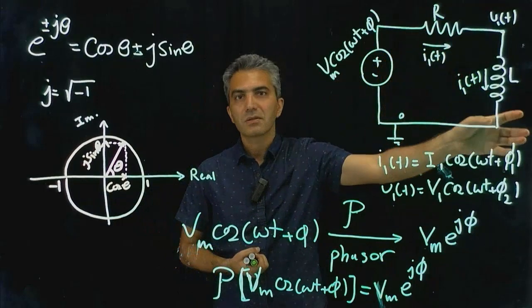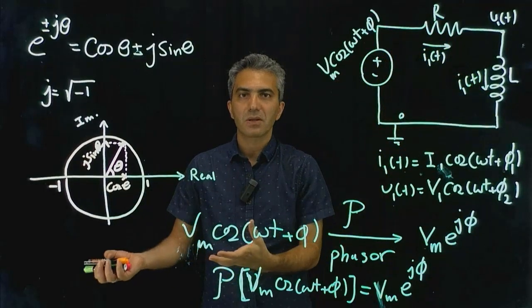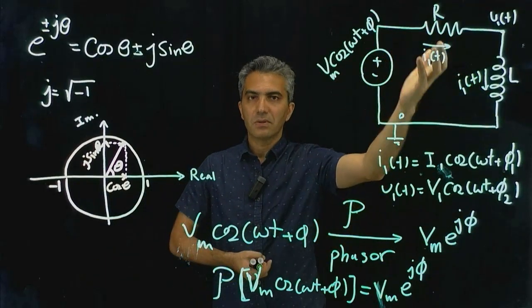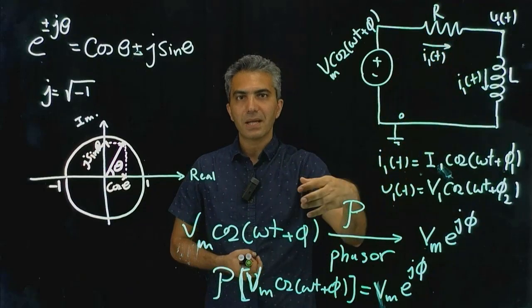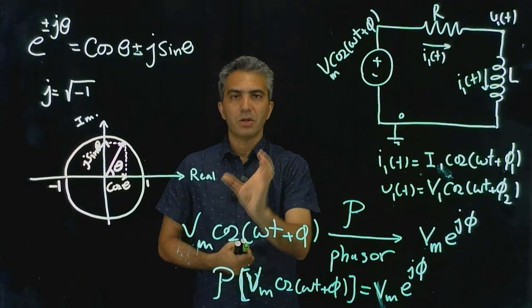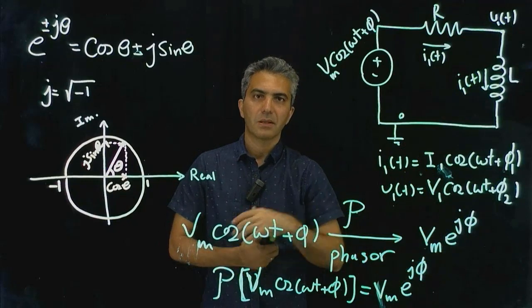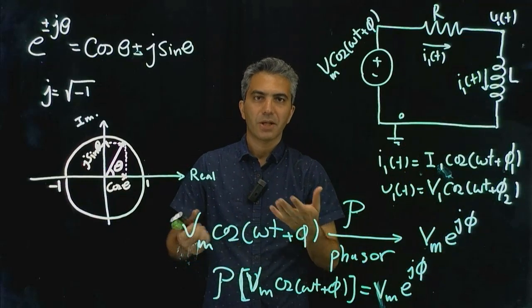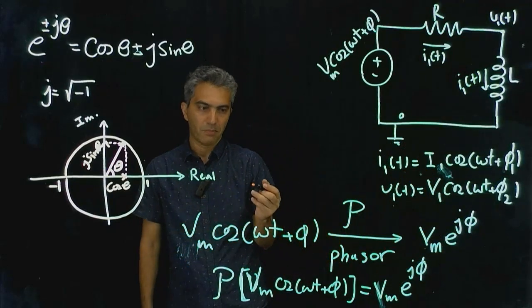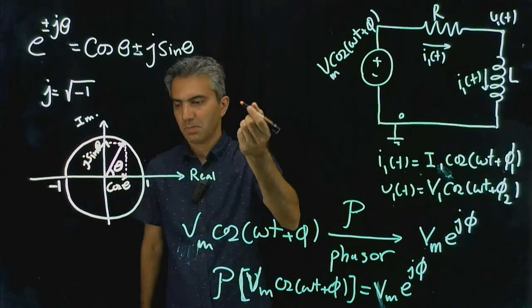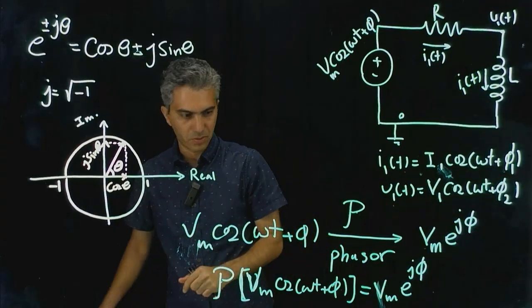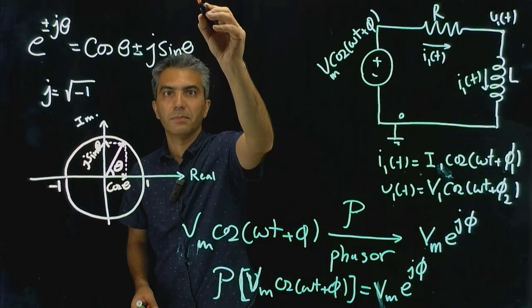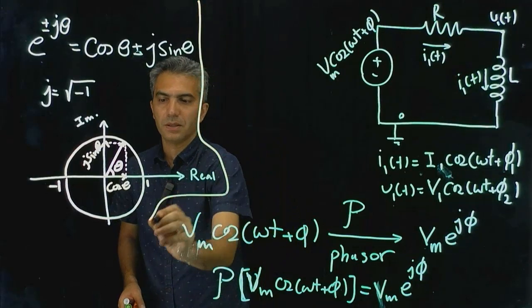So we take equations for different components that we have discussed so far, specifically resistors, inductors, and capacitors, and see how those equations are going to be represented in the phasor domain, and you will see how that's going to simplify our math. So let's do a few examples.